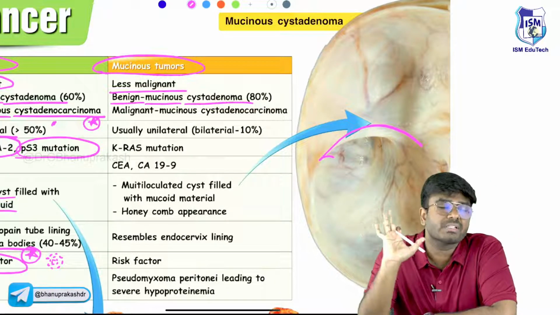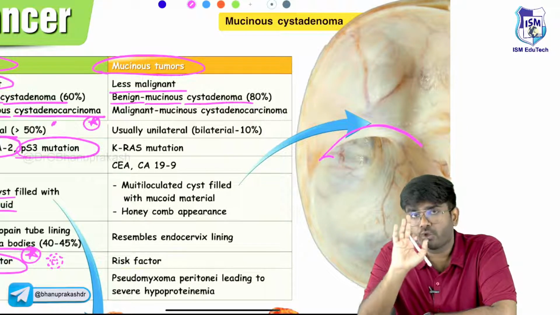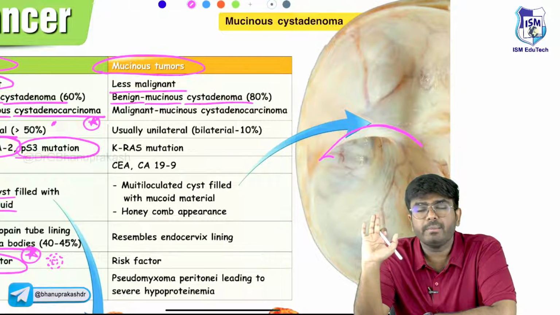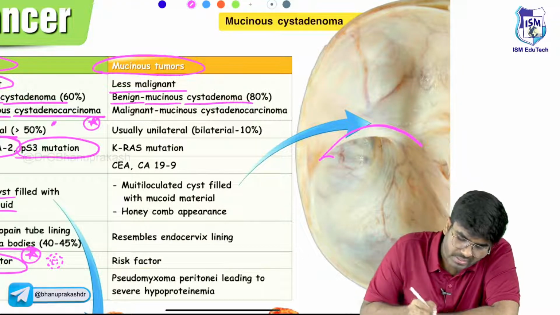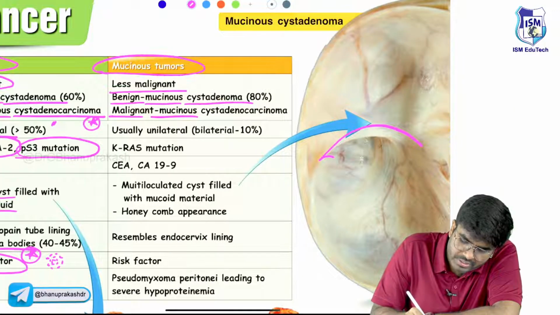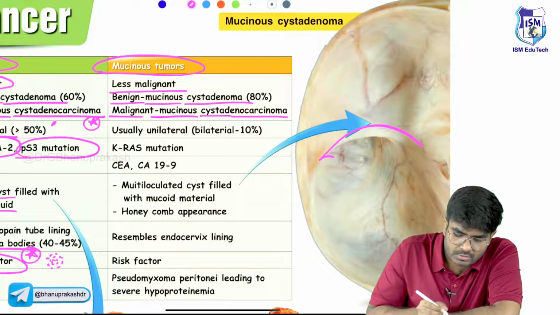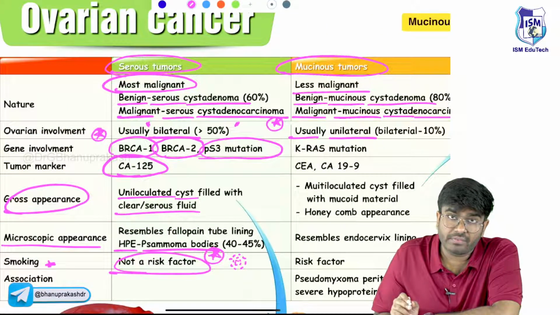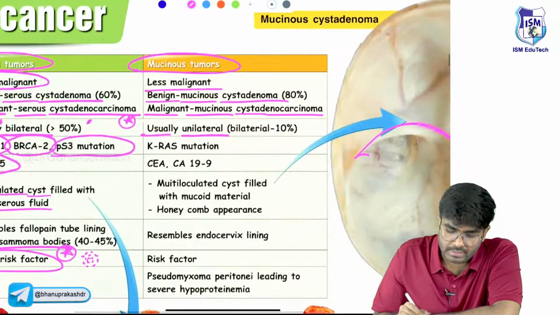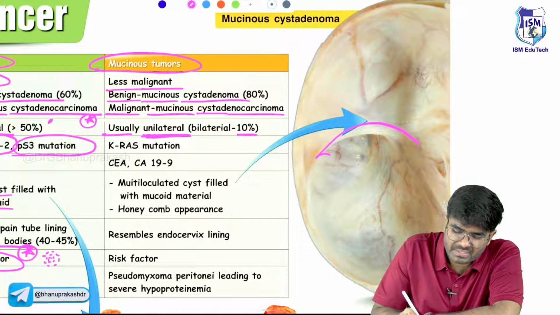Most of the time, 80% of the time, mucinous tumors are not malignant. 80% of the time it is mucinous cystadenoma. Malignant is mucinous cystadenocarcinoma. Usually it is unilateral, but serous is bilateral. Most of the time, 50% of the time, serous is bilateral. Here it is usually unilateral, bilateral in only 10% of the cases.